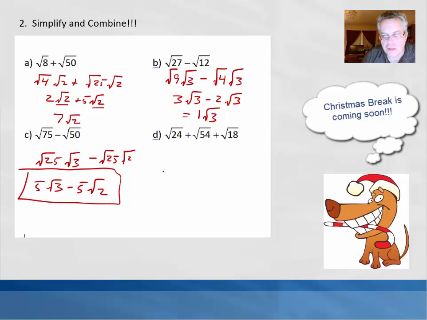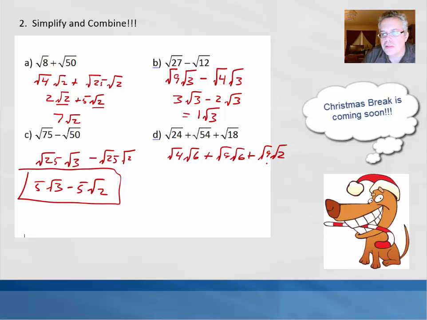Okay, let's take a look at this one. We have 3 terms, that's okay. I'm just going to go through and break everything apart. So this is square root of 4 times square root of 6. That's 9 and 6, so square root of 9 times square root of 6. And this is 9 and 2, so square root of 9 times square root of 2.